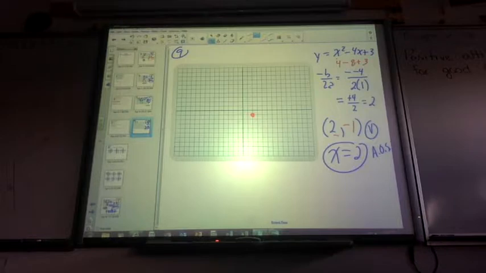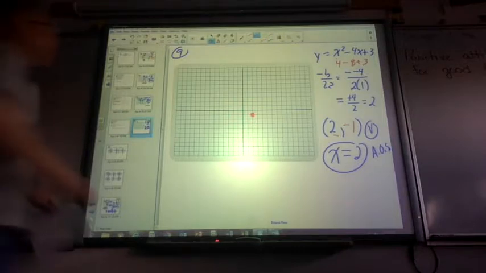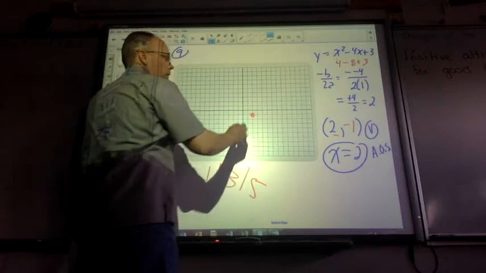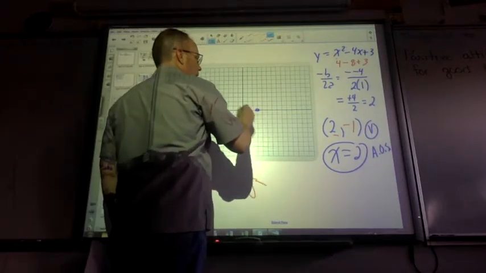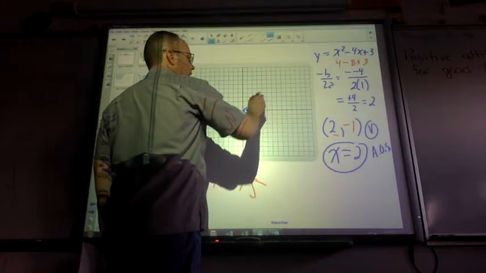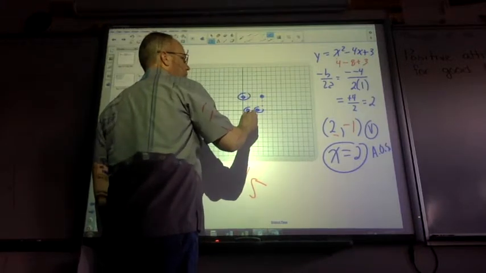Does pattern graphing work? Yes. So 1, 3, 5, or no? Yes, it is. Good. So it is 1, 3, 5. And let's do it. So I'm going to go right 1 up 1, left 1 up 1. Right 1 up 3, left 1 up 3. Where does it cross the y-axis?